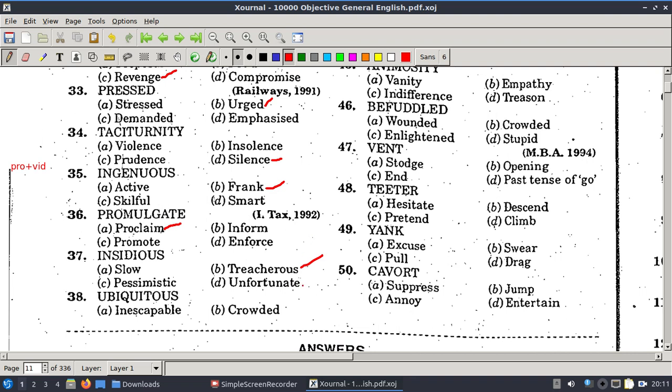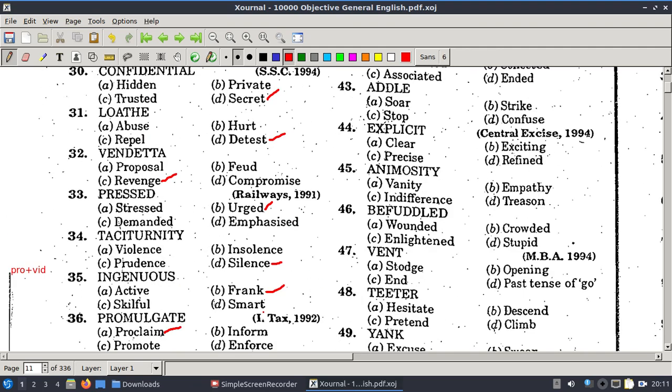Unfortunate, we know it is not fortunate, it is bad luck. Ubiquitous. Ubiquitous is which is available everywhere, very common. That is ubiquitous. Inescapable means you can't escape. Crowded means full of crowd.